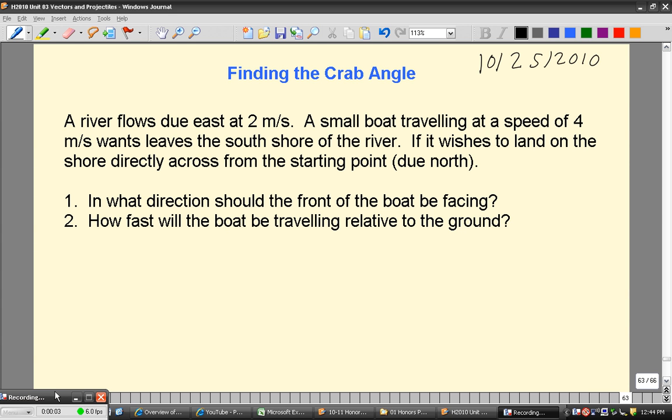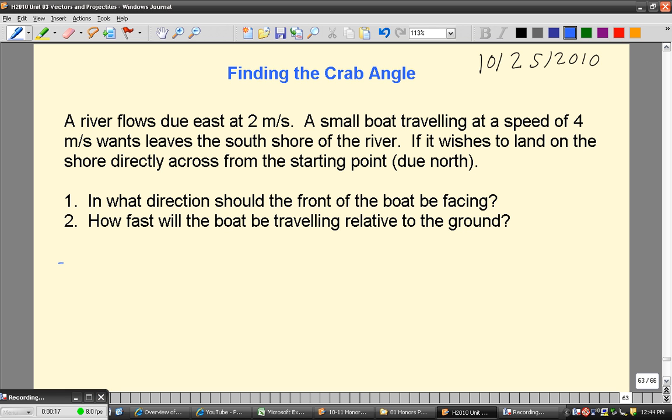Okay, in this video, we want to find the relative velocities of a boat, a river, and the ground. To do this, let's start off by drawing a picture. We have a river, which I'll make in blue, and that river is traveling at 2 meters per second due east. So this is the velocity of the river relative to the ground. It's going to be traveling like this.